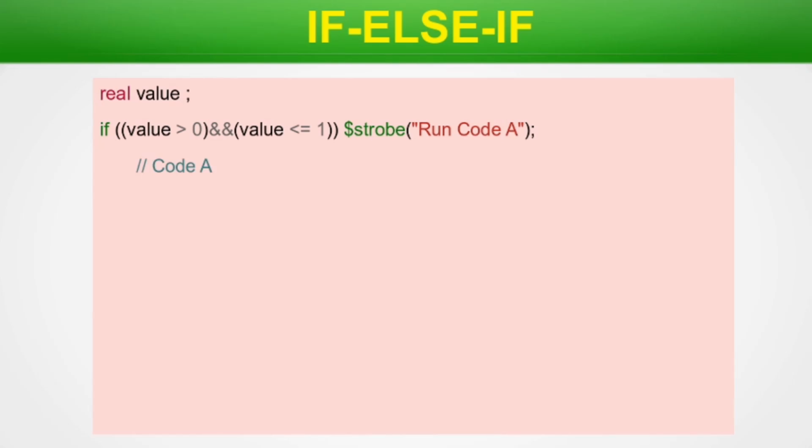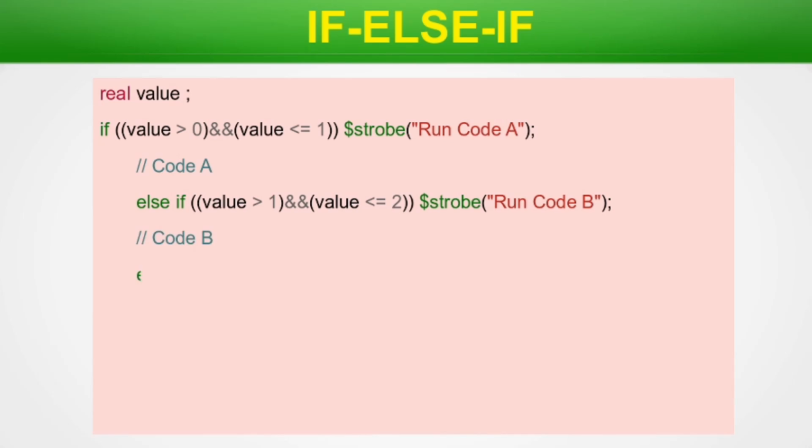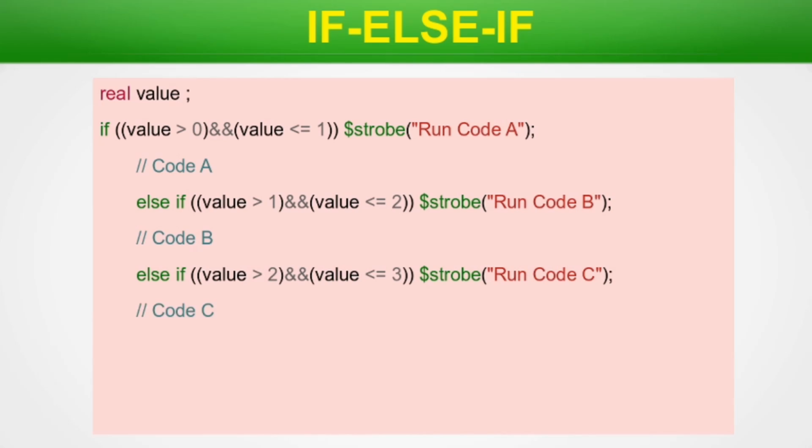So let's have a look at the combination of if and else if. We define a real variable value, and we write the first condition here. If value is greater than 0 and value is less than or equal to 1, then we print run code A, and also here we can write the code A. In the next one, we have else if value is greater than 1 and value is less than or equal to 2, we print run code B as well as we write the code B here. Similarly, in the third else if we have value greater than 2 and value less than or equal to 3, we run code C and we write the code C here as well.